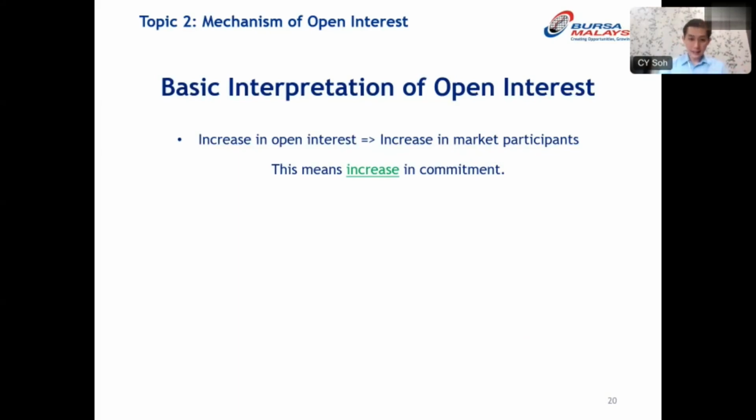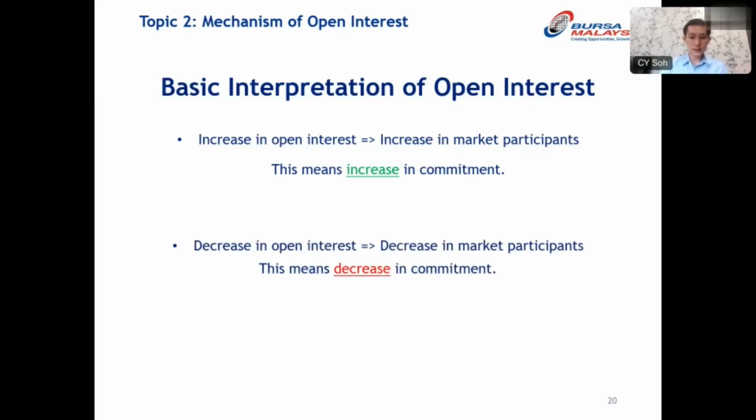On the other hand, when you see open interest decrease, it means fewer people are remaining in the market. Imagine a stadium is like a market. When people enter the stadium, it means people are interested in participating in the market, right? And when people leave the stadium, open interest will decrease, which means fewer people are interested in being in the market.